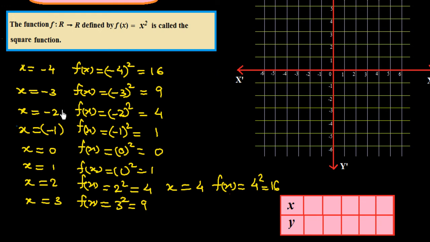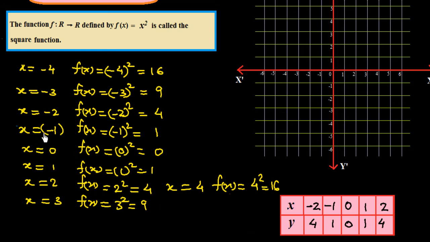Here I put x = -2. For -2 we are getting 4. f(x) is 4, which is also called y. So y is 4. For -1 we have y = 1. For 0 we have y = 0. For 1 we have y = 1. And for 2 we have 4.